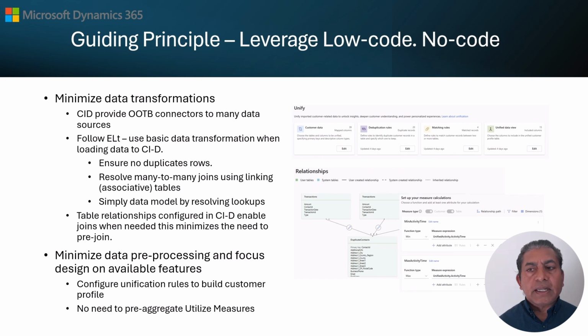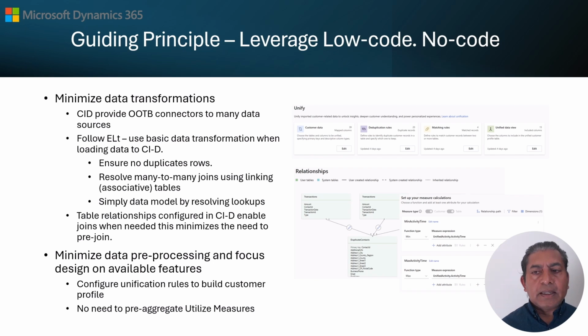Before getting data to CID, it is good practice to adopt a low-code, no-code mindset for successful and scalable implementation. We can achieve this by utilizing certain product features and minimizing data preprocessing. I may suggest to follow ELT, which means extract, load, and bare minimum transformation. I may call it LLT.